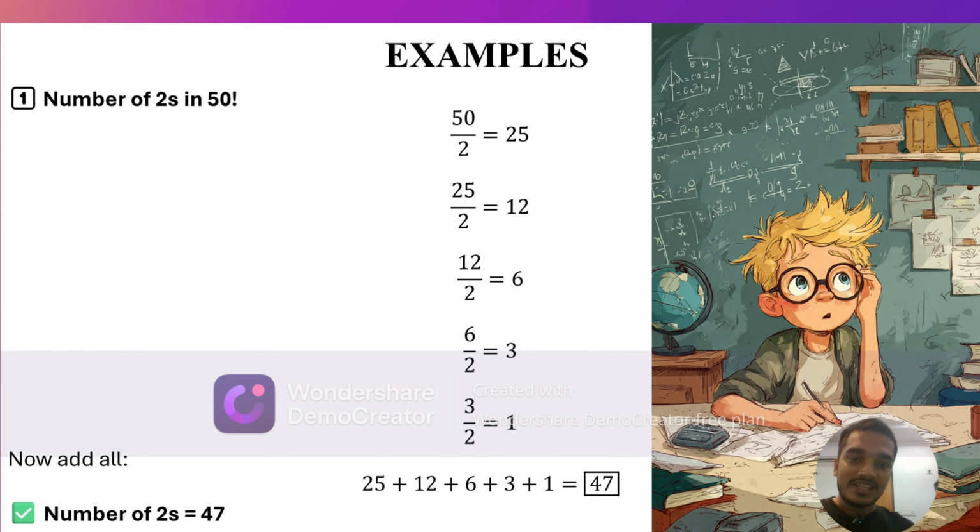How can I solve this with the help of an example? The question asks for the number of 2s in 50 factorial. How many 2s are in 50 factorial? 50 by 2 is 25, 25 by 2 is 12, and 12 by 2 is 6. Similarly 6 by 2 is 3, and 3 by 2 is 1. So we keep dividing until getting 1. Now add all the resultant values: 25 plus 12 plus 6 plus 3 plus 1 is equal to 47. So the number of 2s present in 50 factorial is 47.